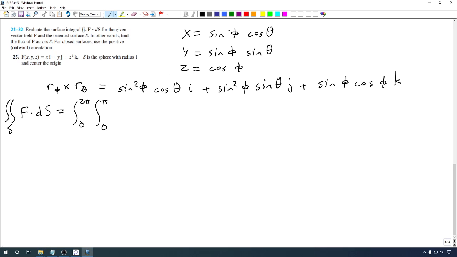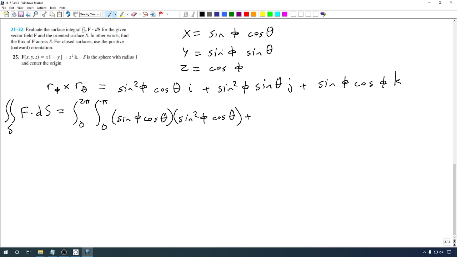Of course, we take x, y, and z squared. We have to remember what our components are, and we have to make sure that we plug in our formulas in terms of phi and theta. So x is our first component. We get a sine phi cosine theta. We take the dot product, so we have to multiply that by sine squared phi cosine theta.